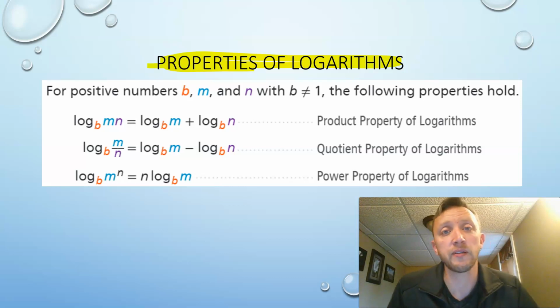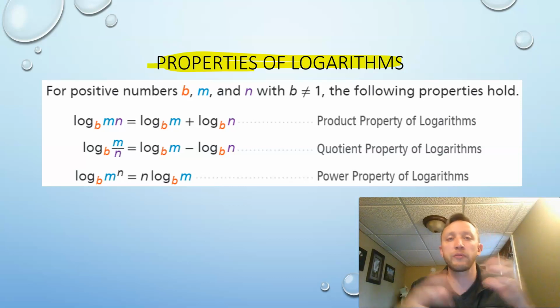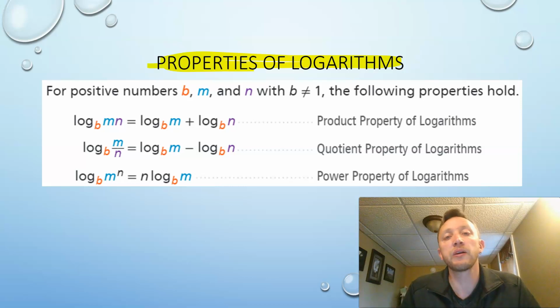The quotient, that's a little harder to see on just discovering it on our own. But the quotient property says that if we have log base b of m divided by n, it's equivalent to the log base b of m minus log base b of n.